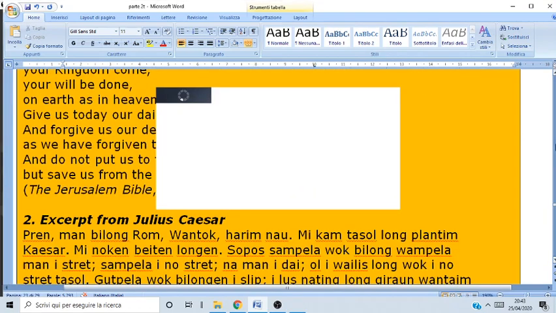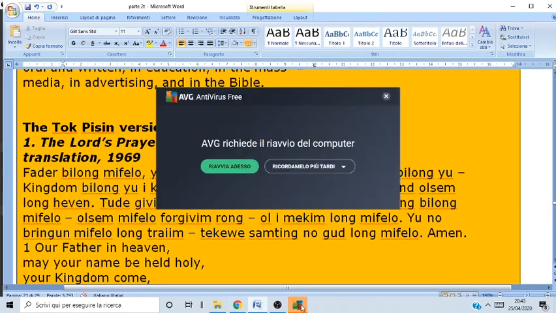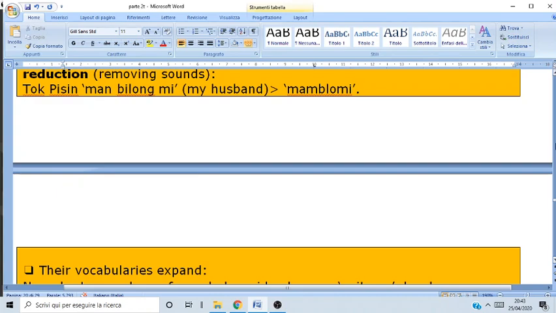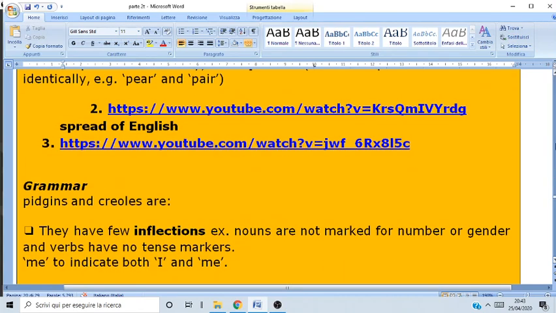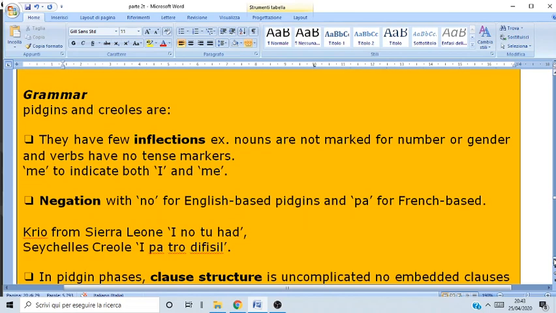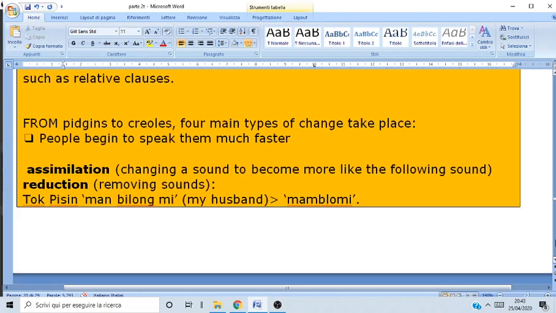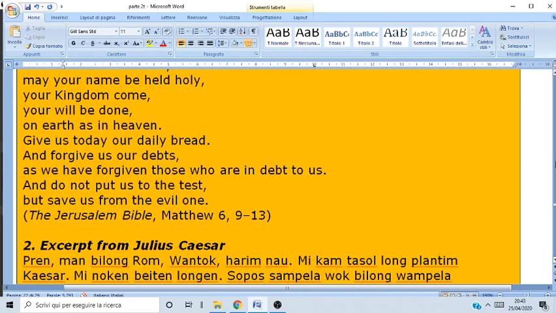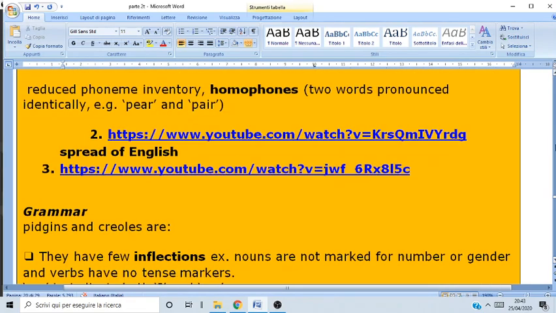So, what did we do today? Sorry about that. Not now. So today we looked at the differences in Pidgins and Creoles for grammar. Yes, this is where I stopped.